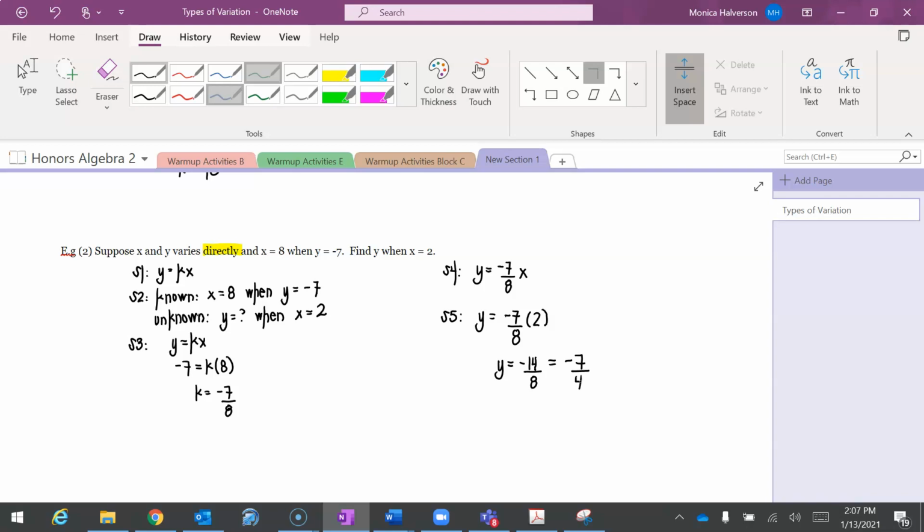Excellent. So the last one we need to look at is something known as combined variation.